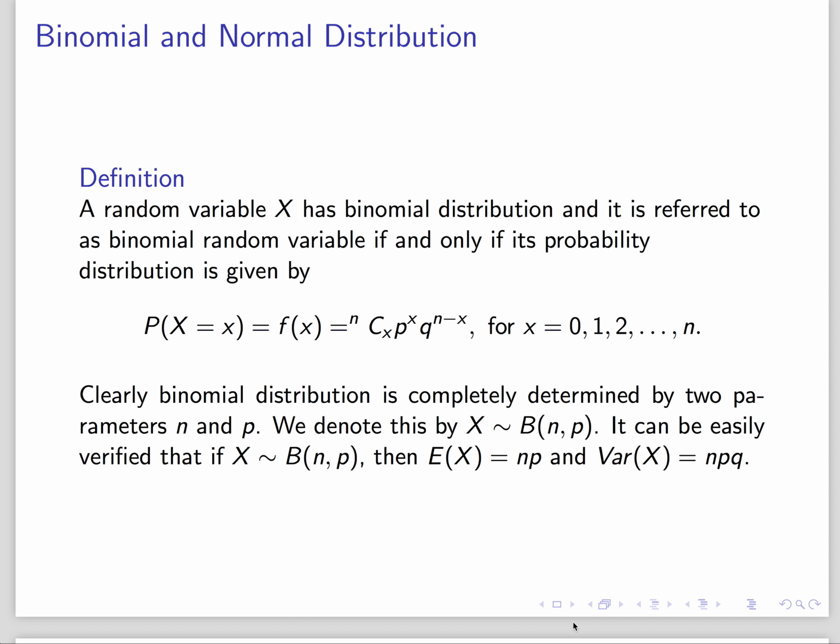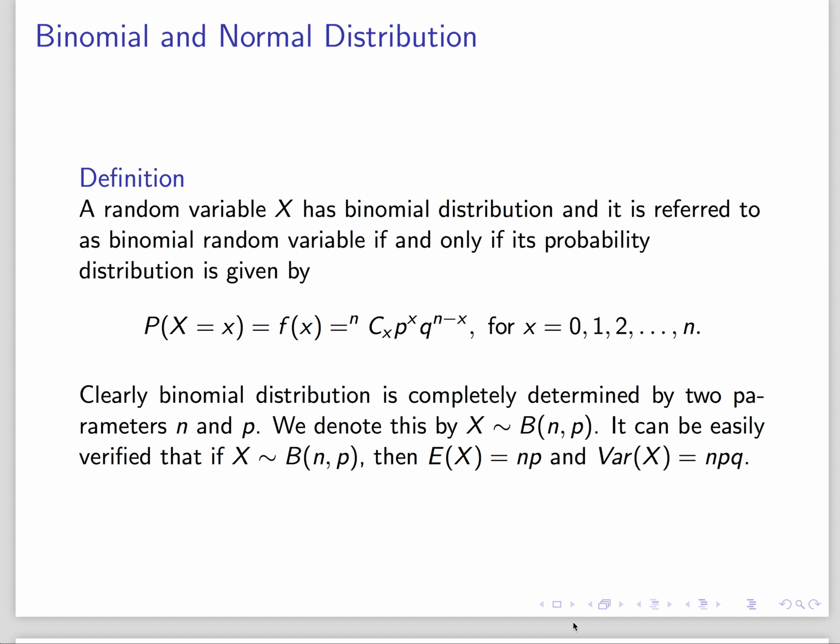A random variable x has a binomial distribution and it is referred to as a binomial random variable if and only if its probability distribution is given by probability x equal to x is equal to nCx p to the power x q to the power n minus x for x equal to 0, 1, 2 up to n.